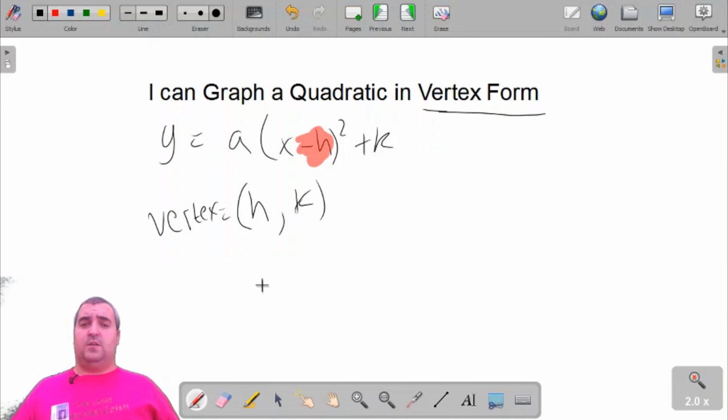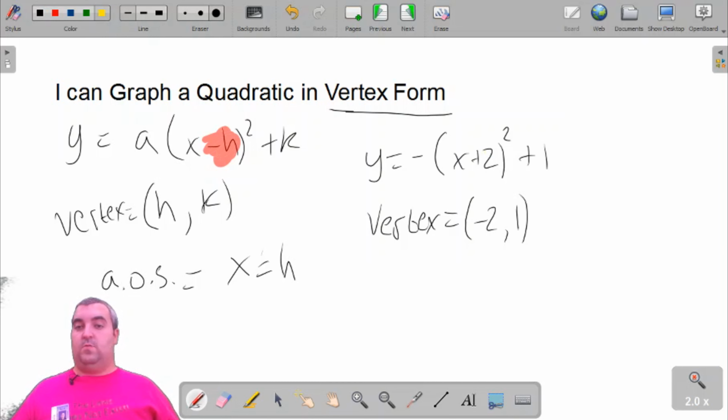So yeah, let's do this guy. y equals negative (x plus 2) squared plus 1. All right, so right away, we know our vertex is going to be at negative 2, comma 1. We do that without any work. We just look right there.